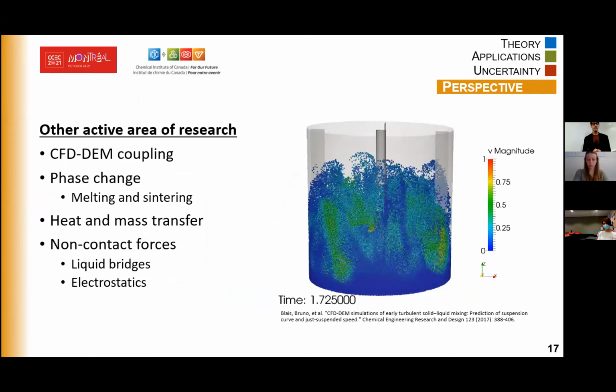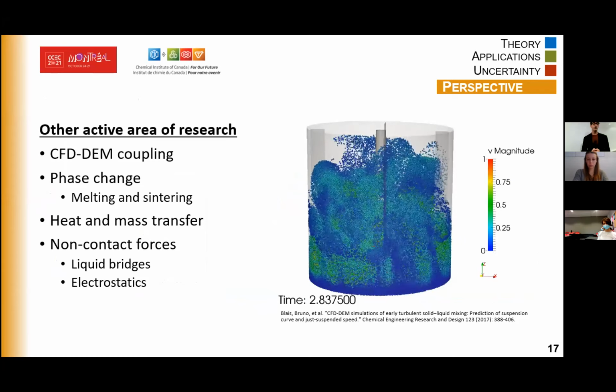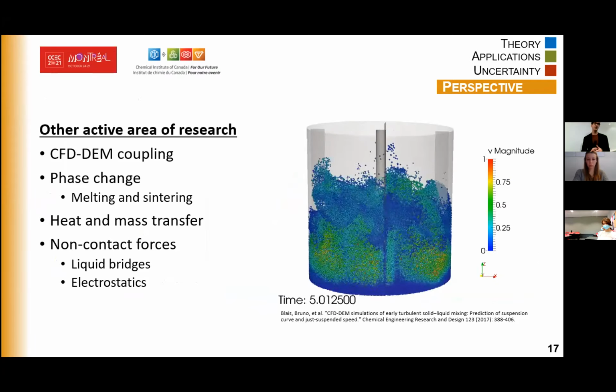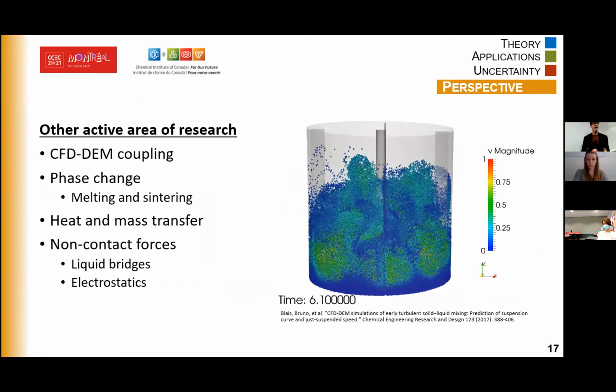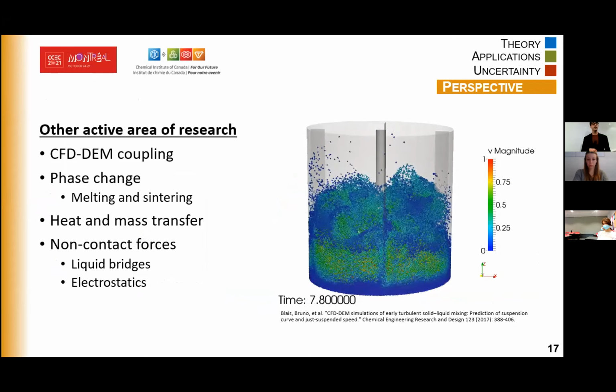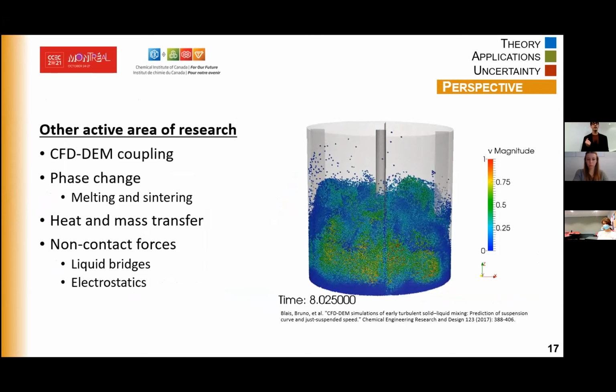There are other active areas of research. The coupling between DEM and CFD is one. Phase change when we have melting and sintering, for example, in additive manufacturing processes. Multiphysics with DEM, heat and mass transfer, and taking into account non-contact forces such as liquid bridges or electrostatics. This is where DEM is going to go in the next 5, 10, 15 years.